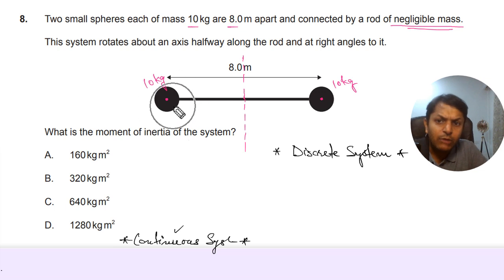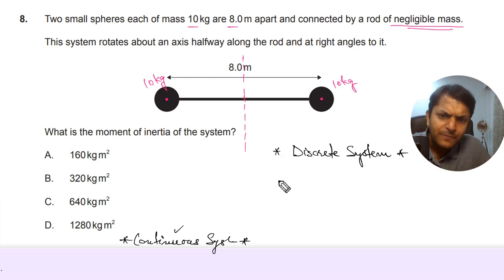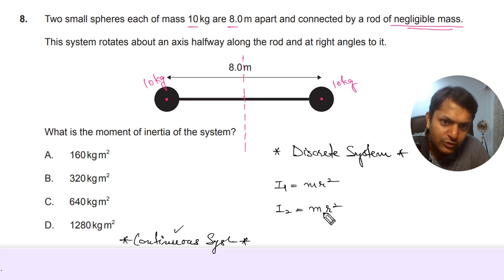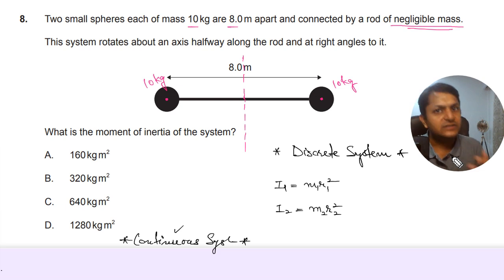So first of all, the moment of inertia of this will be mr square. You have to remember this formula. So I1 is given as m r square, and I2 will be separately found, like you can say M2R2, M1R1. Although M1 and M2 are the same here, R1 and R2 also have the same value, that is 4 meters.